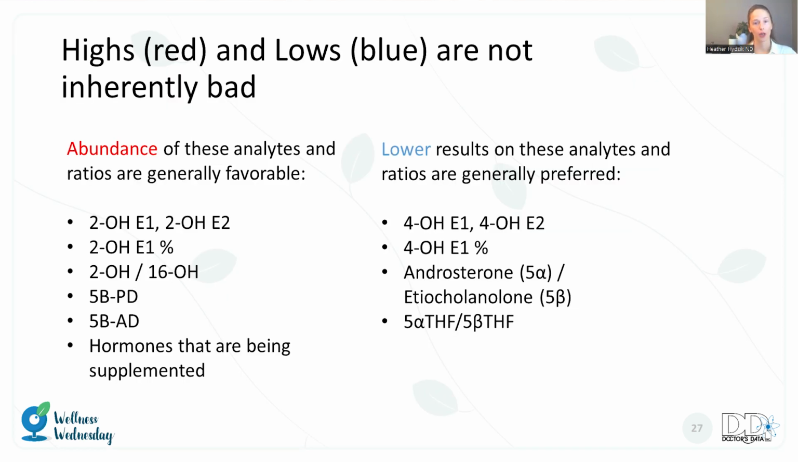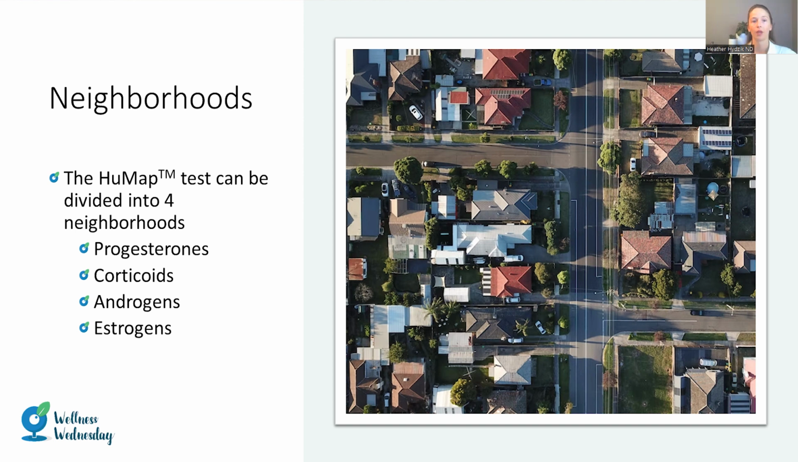And we need to retrain our clinical brain to see these colors in a different way. Blue, which means it's low, we say it indicates lack of abundance or less movement down that metabolic pathway. And then red can indicate the opposite. Sometimes it's preferable to have higher or lower levels of certain metabolites or to have certain ratios skewed more in one direction. And as we go through each of the hormone neighborhoods, you'll understand this better, which is what we're going to do now.